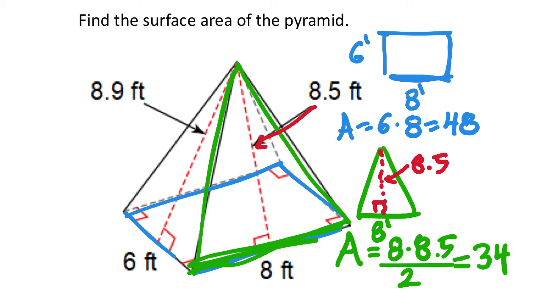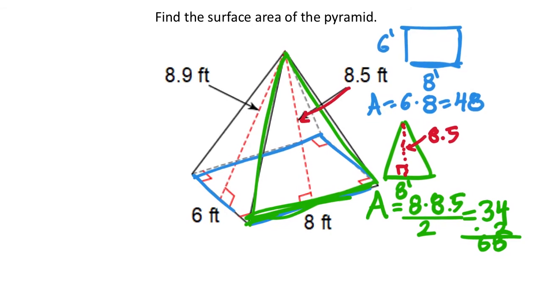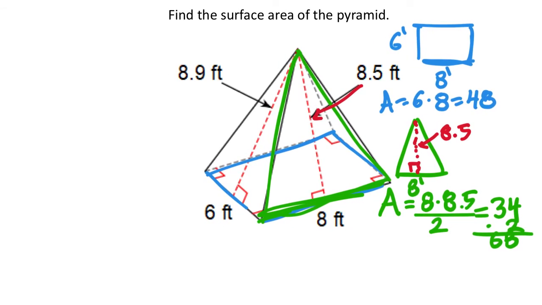Now again, it's important to understand that's just one of those triangles. I still need the back one, which is going to be part of our total surface area. So I'm going to multiply the 34 by 2, and that gives me a total of 68 square feet from the 2 green triangles on this one. Just give myself a little bit more extra space here.